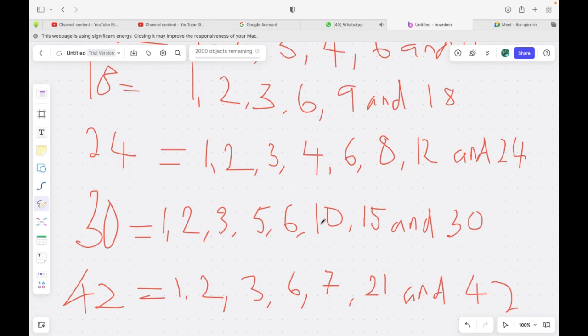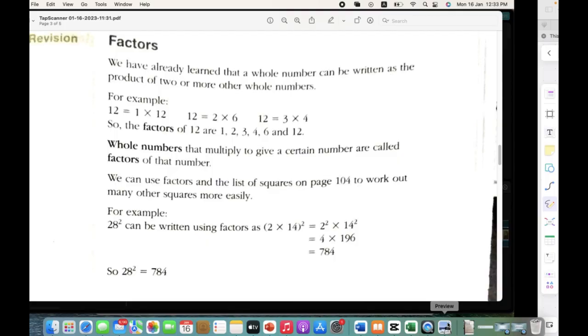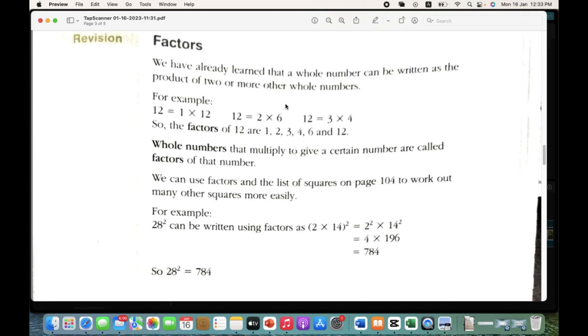So now we understood factors. Now I think it's time for us to take a look at the prime factor. We just simply explained factors, and I believe we already know factors. Now it's time to take a look at the prime factor.